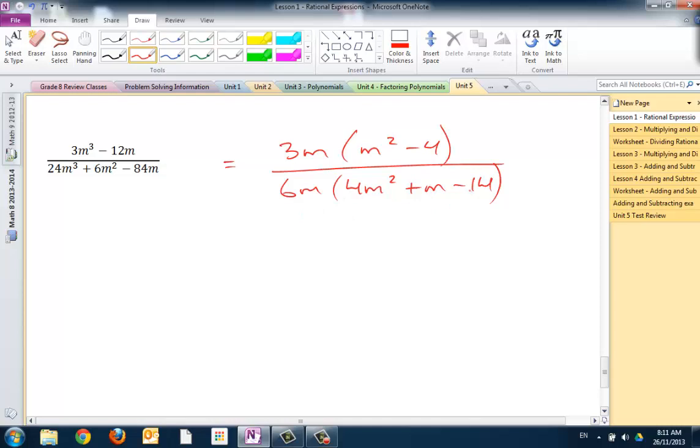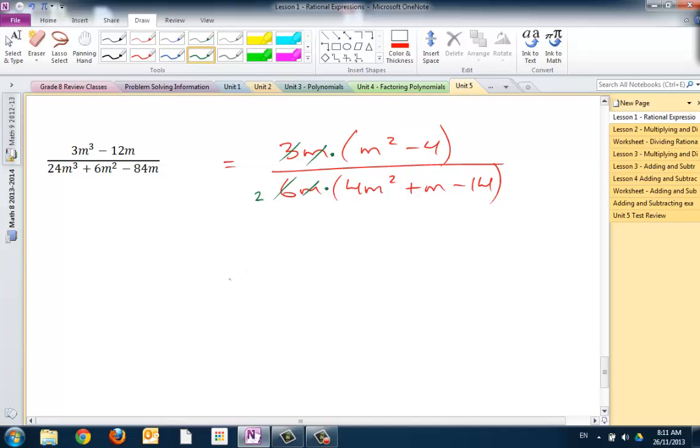Can I do any canceling there? I could cancel at this point in time. I could cancel out the 3 into the 6 and the m into the m. And I'm allowed to do that because in here are multiplication. I can cancel things that are separated by multiplication. I can't cancel things that are separated by addition and subtraction. So I could do that at this stage if I wanted to, or I could save it for later.